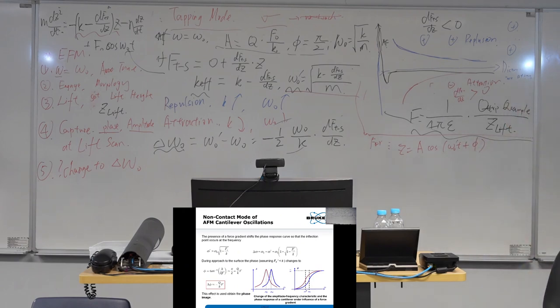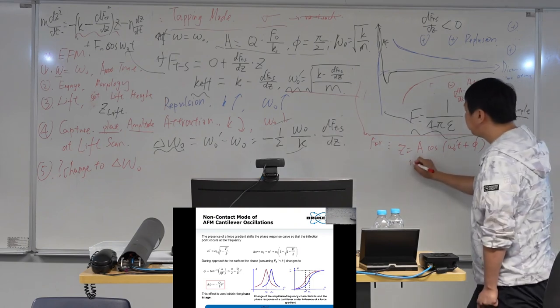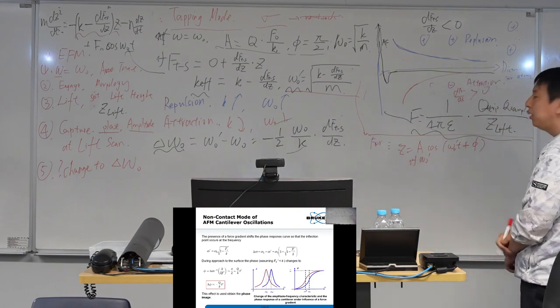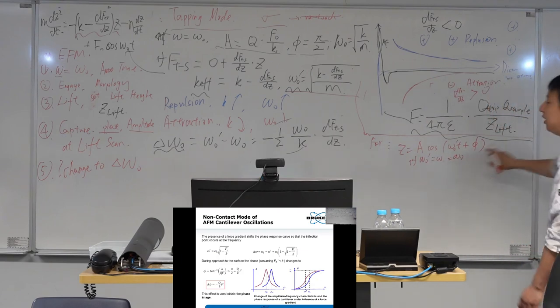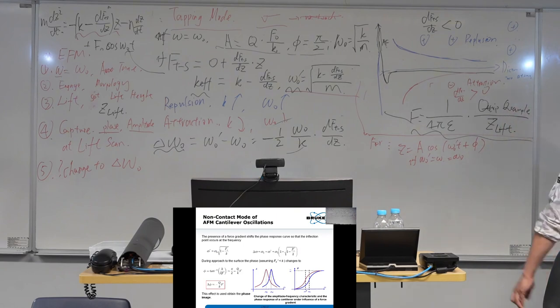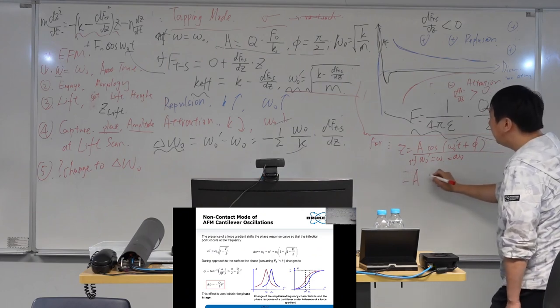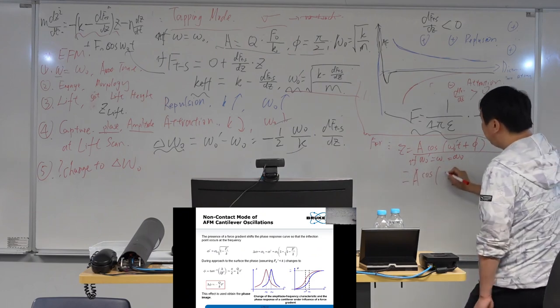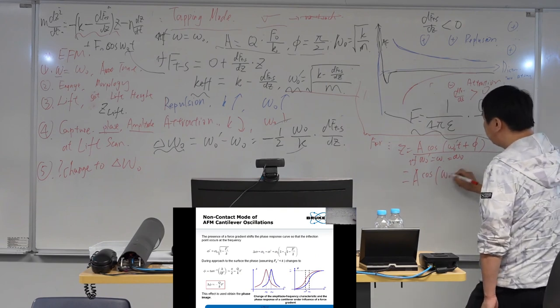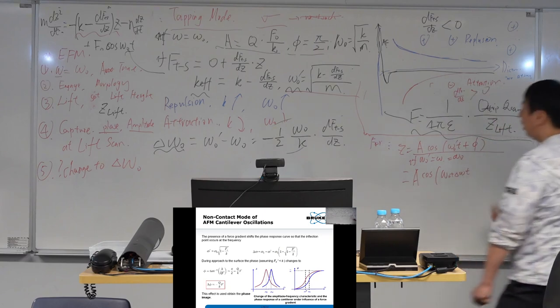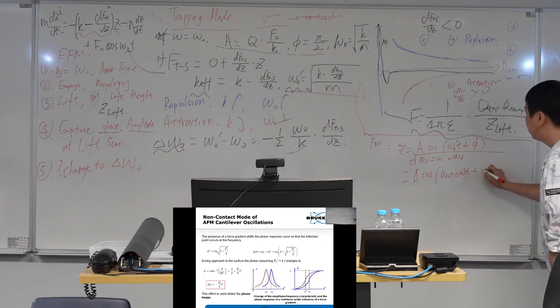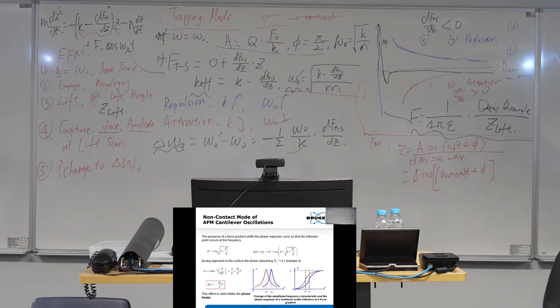Okay, that's our detection. If omega 0 prime equals omega 0, we will say the phase shift, right? We will say the phase shift. So we write this equation this way: A cosine (omega 0 plus delta omega) t plus phi. Right? That's how we do it.